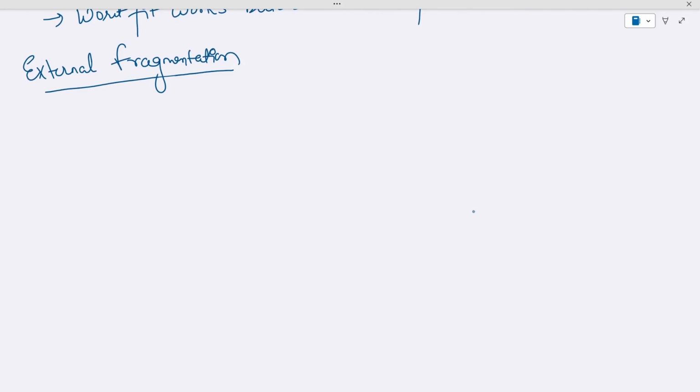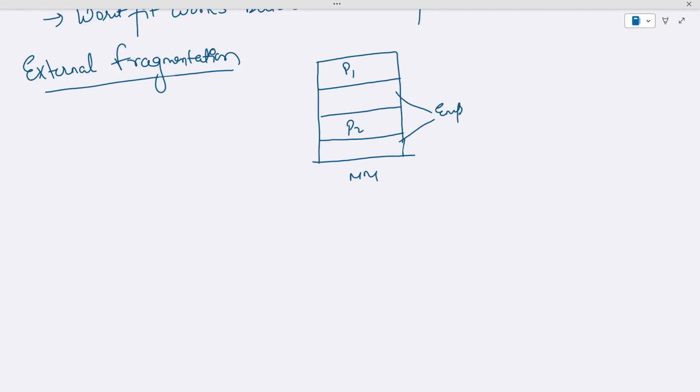Now, let's see an example of external fragmentation. Here we have a main memory, and one part is occupied, let's say by P1. There is an empty space here, which is allocated to a process that needs space. Let's say P2 also occupies this space, and these two spaces are empty. Empty space is also called holes. If a question mentions holes, it means the empty space in the main memory.